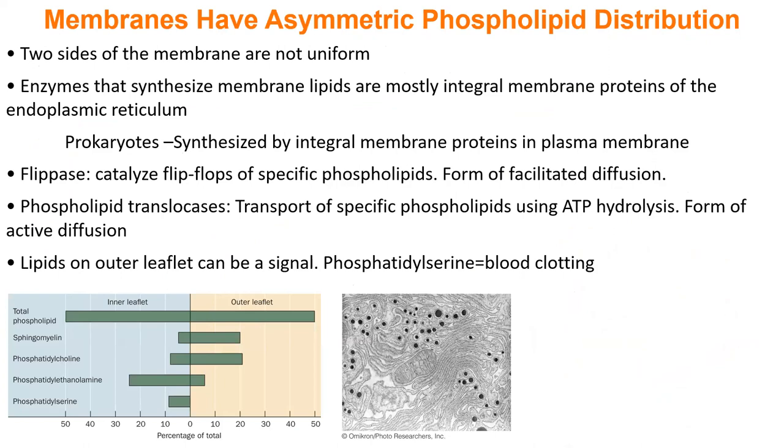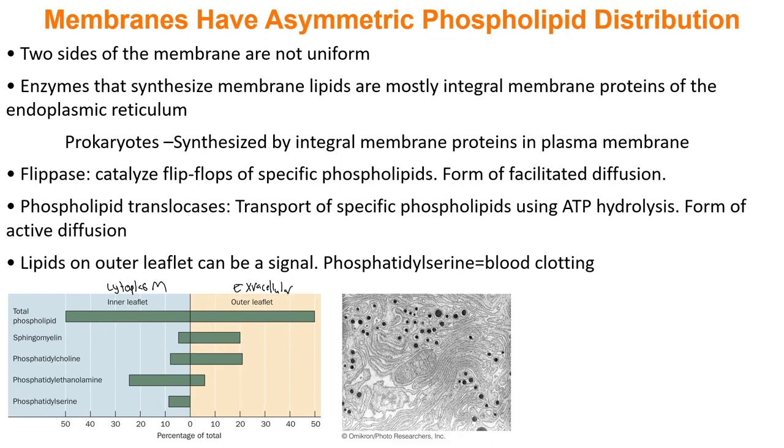Now, I already talked about today how if you look at proteins in glycosylation, the two different sides of the membrane are different. That is also true for lipids. If you look at the lipids on the inside versus the outside, the amount and the types of lipids are different. So here on the bottom left, let's explain this graph. The inside would be cytoplasm facing, and the outside would be extracellular facing.